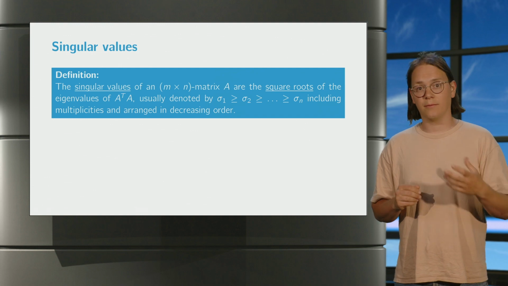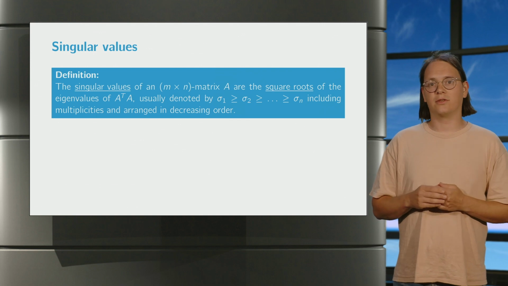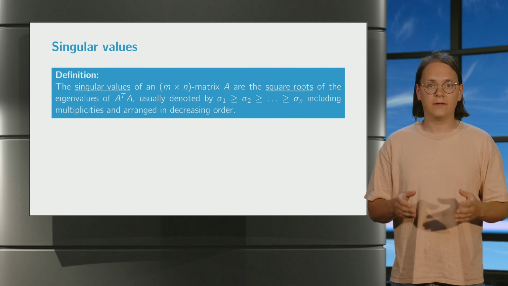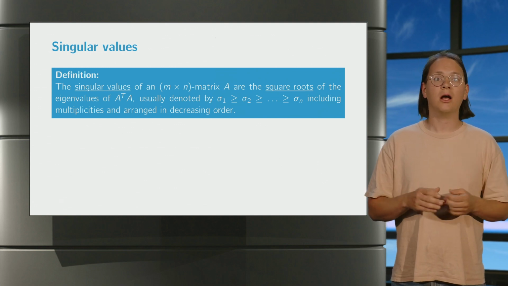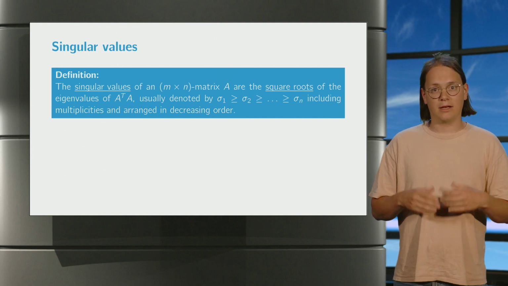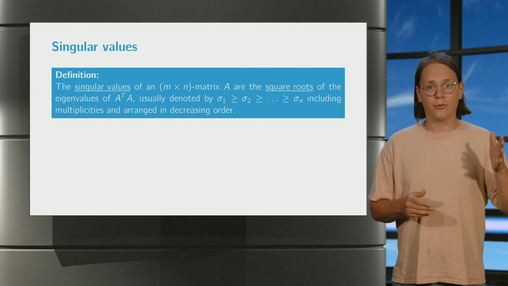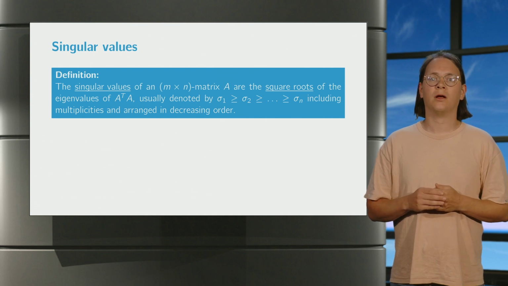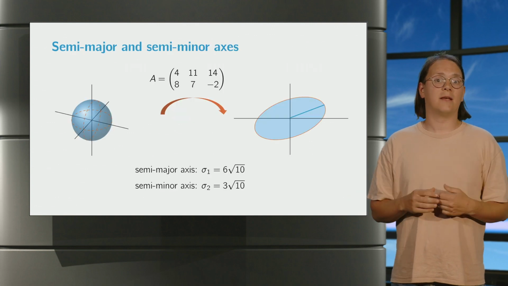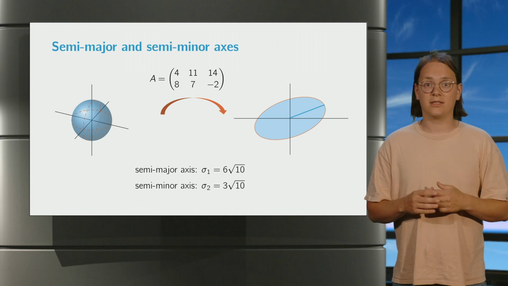As we have seen, these numbers have interesting qualities, and so we will give them a special name. The singular values of a matrix A are the square roots of the eigenvalues of A transpose A. We usually denote them sigma 1, sigma 2, etc., and order them from largest to smallest. We also include multiplicities, meaning that if an eigenvalue has a multiplicity of 3, for instance, then the square root of that eigenvalue will occur 3 times as a singular value. So with this terminology, the answer to our filled ellipse question becomes that the length of the semi-major axis is given by sigma 1, the first singular value, and the length of the semi-minor axis is given by sigma 2, the second singular value.